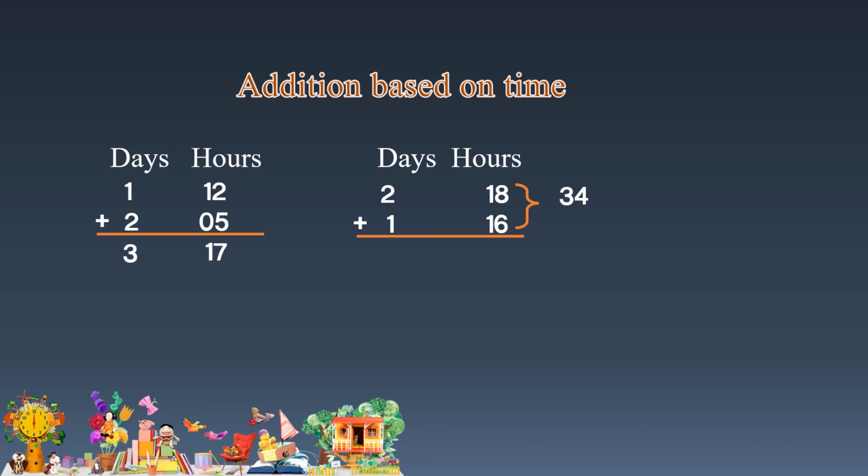So I have to separate 24 from 34. So 34 minus 24 is 10. So I'm going to keep 10 under hours column. So I can write 10 under hours column. The 24 is moved towards the days column. 24 means one day, so we'll move it to days column. So altogether under days column we have got 1 plus 2 plus 1. So that is 4. So we can easily go for the answer as 4 days, 10 hours.